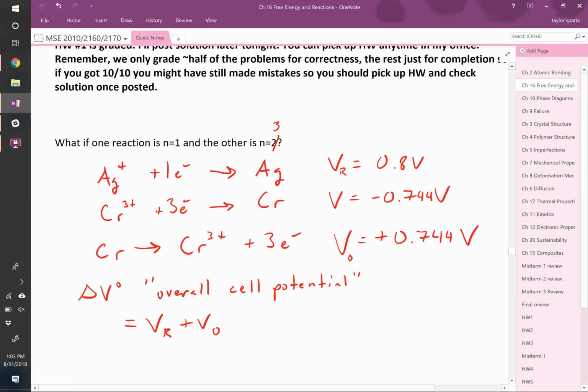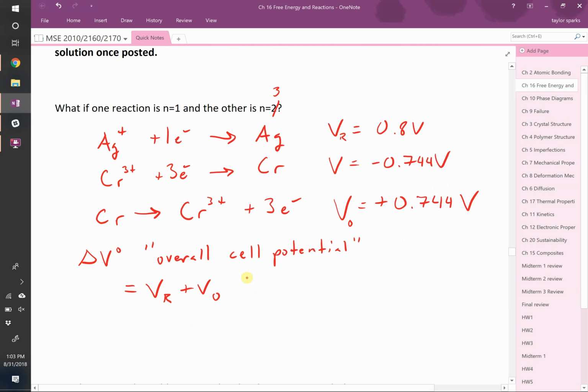And we want that to add up to the largest positive number possible. The reason is that, unlike free energy, where a negative delta G for a reaction is spontaneous, by convention, a positive voltage is spontaneous. And when we add these things up, 0.8 plus 0.744, our overall cell potential is equal to positive 1.544 volts.